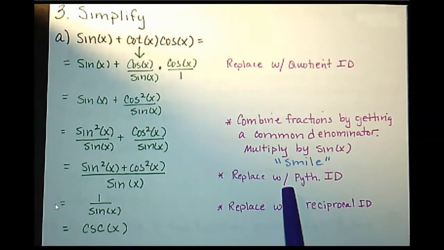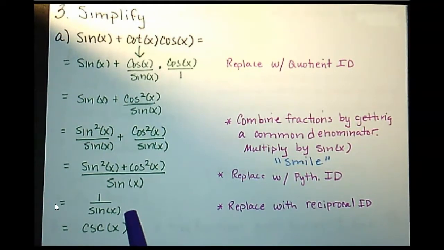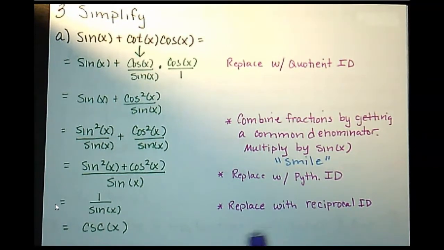So I replace with the Pythagorean identity. And now I have 1 over sine x, which is a reciprocal identity. So I'm going to replace it with the reciprocal identity, and that's going to leave me with cosecant x. And that's my final answer.